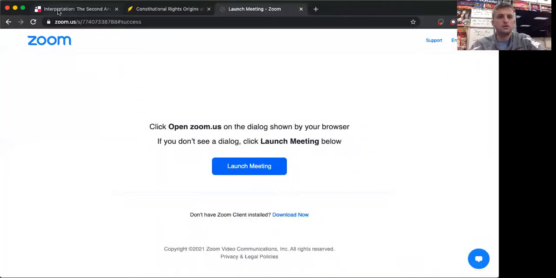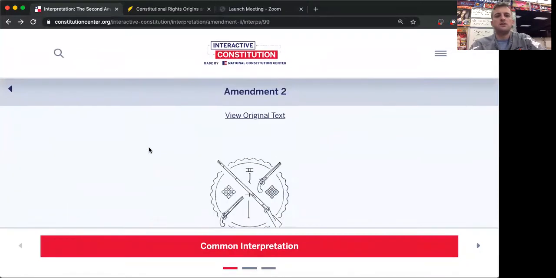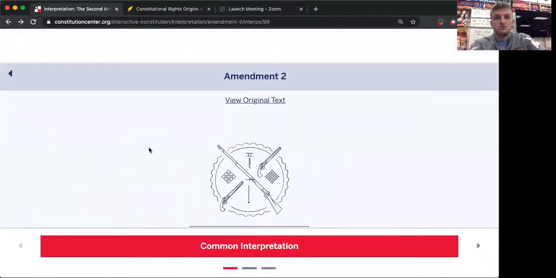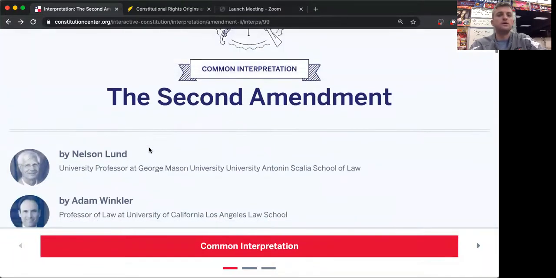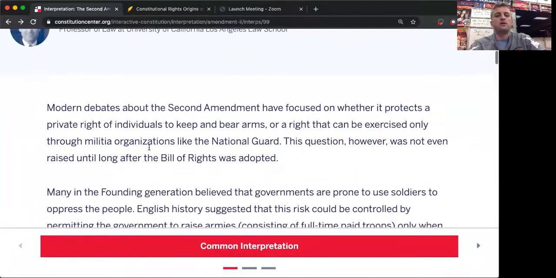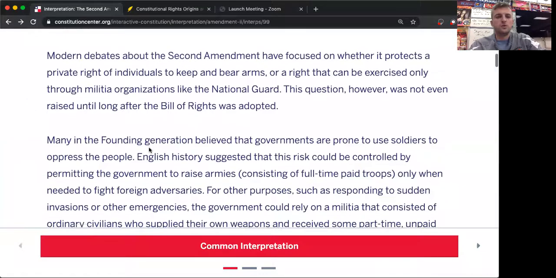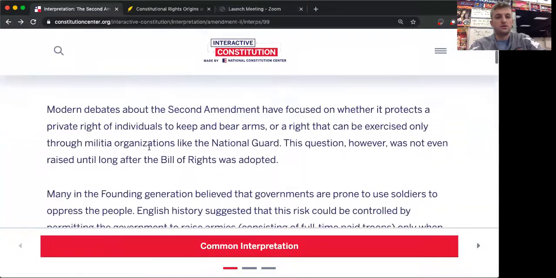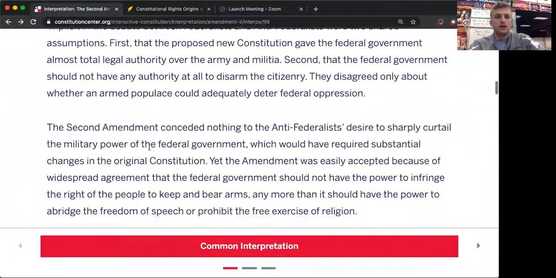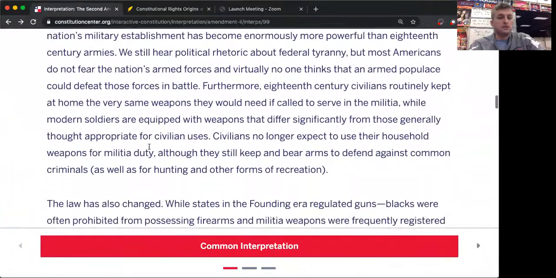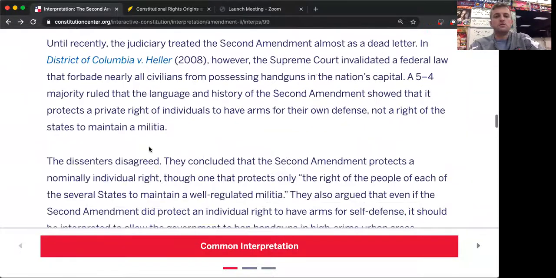Here are some things I want you to look at. There are two websites. First one. This is the interactive, or it's part of the interactive Constitution. And what I would like for you to do for today is literally read this article and take it in, see what the article says.